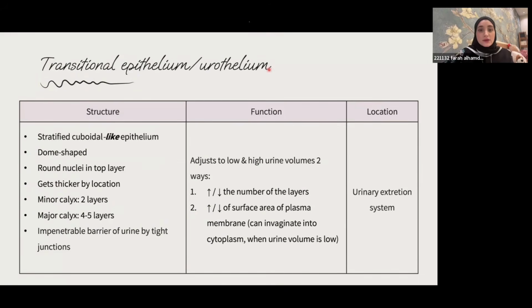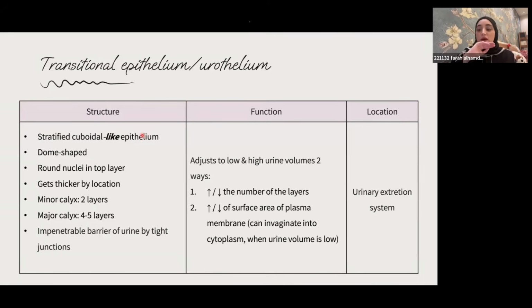So here it is, urothelium or transitional epithelium. It is stratified cuboidal-like epithelium. It is not cuboidal epithelium. It's cuboidal-like because it looks like cuboidal epithelium, but it's not, because it can transition into squamous-like epithelium. That's the funky part about it: it can transition from cuboidal to transitional. It's dome-shaped when it's in its cuboidal-like form.